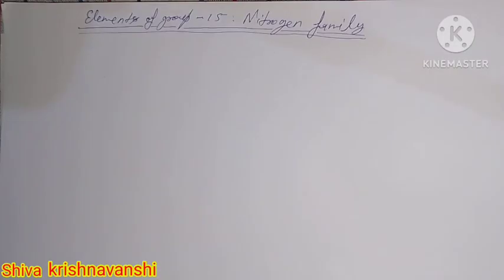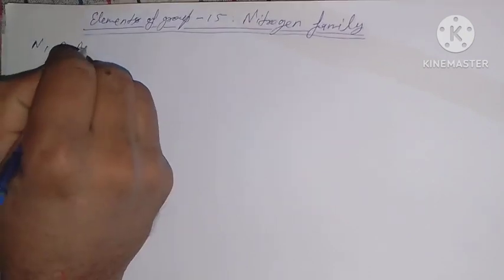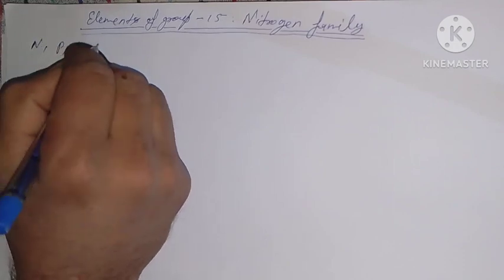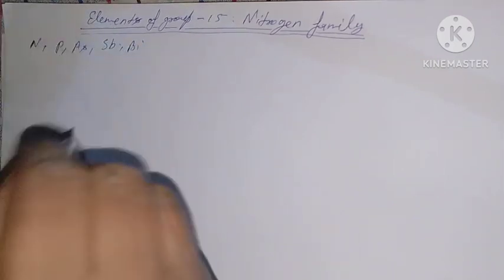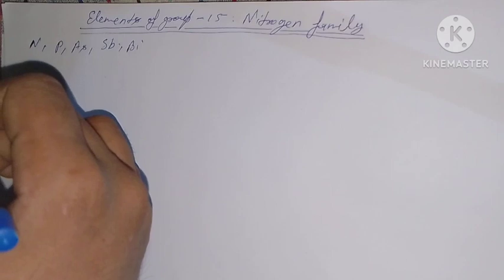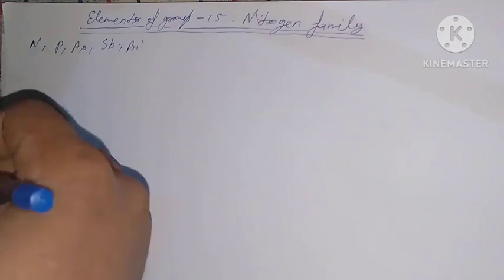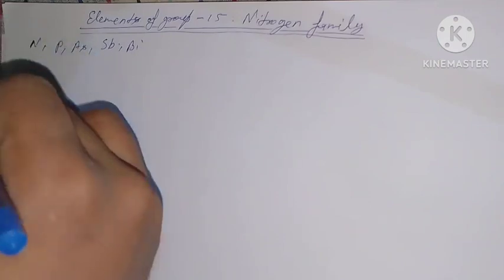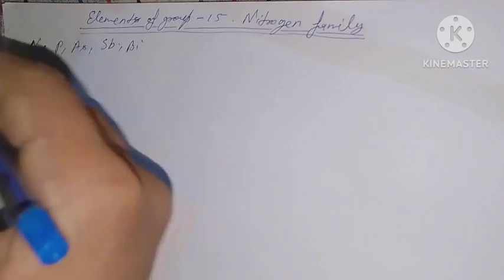Elements of group 15, the nitrogen family. Nitrogen, phosphorus, arsenic, antimony, and bismuth are placed in group 15 of the periodic table. The five elements of this group are collectively called the nitrogen family.